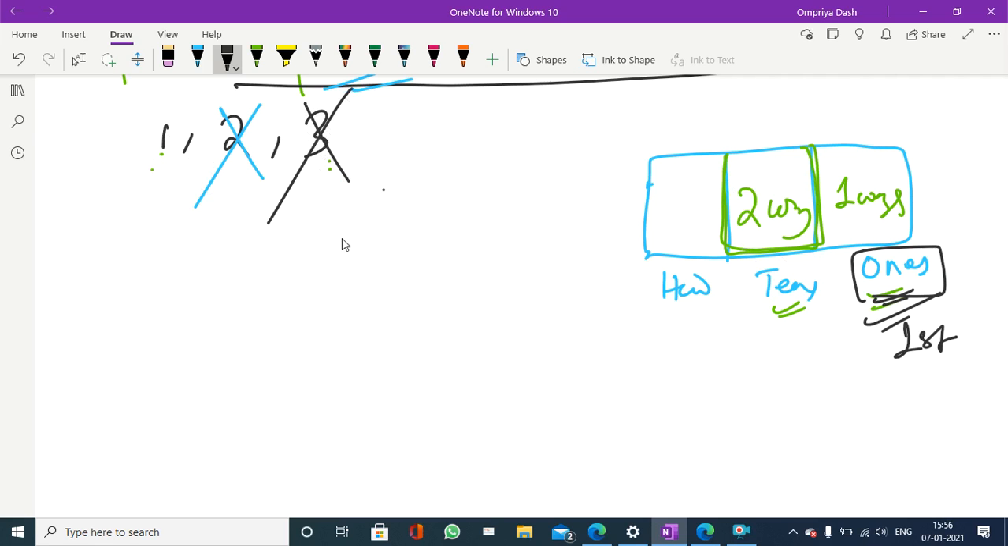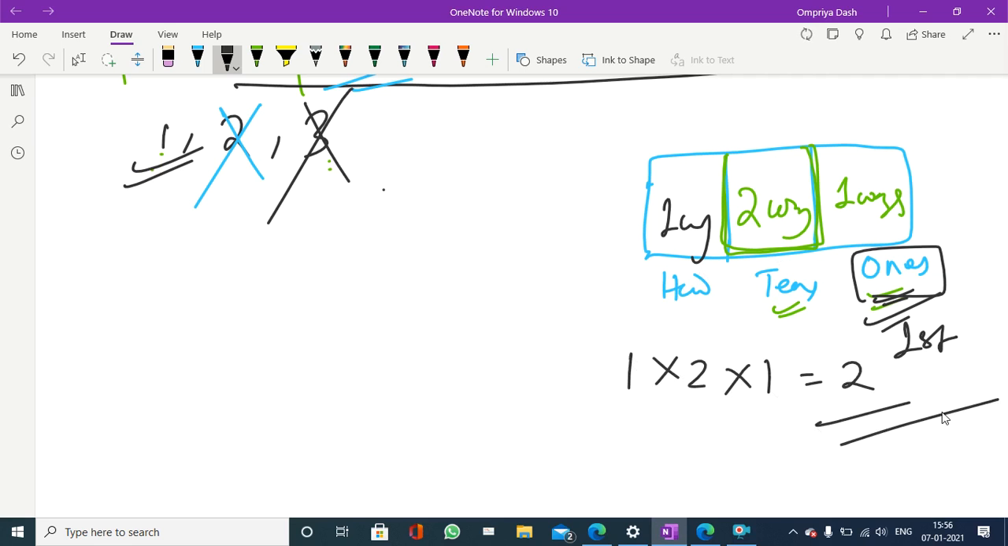Repetition is not allowed. That means you cannot put 2 or 3 in the 100 place now. The 100 place can be filled in only one way, because you have only one digit left. So one way. That means the entire task can be completed in how many different ways? 1 into 2 into 1 is equal to 2 different ways. That means 2 such 3-digit even numbers can be formed, right?